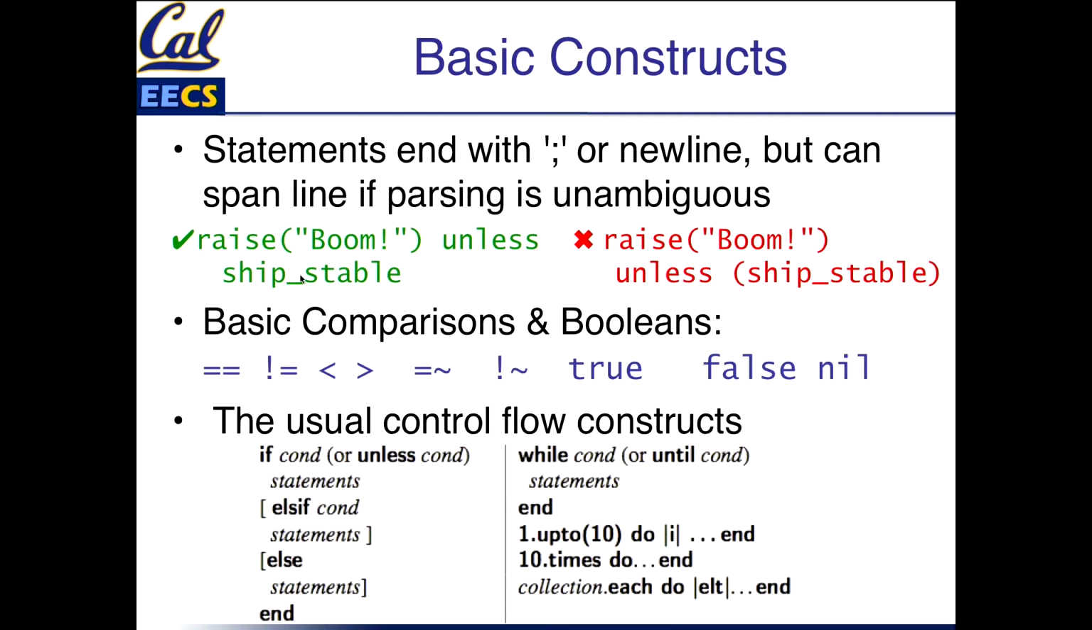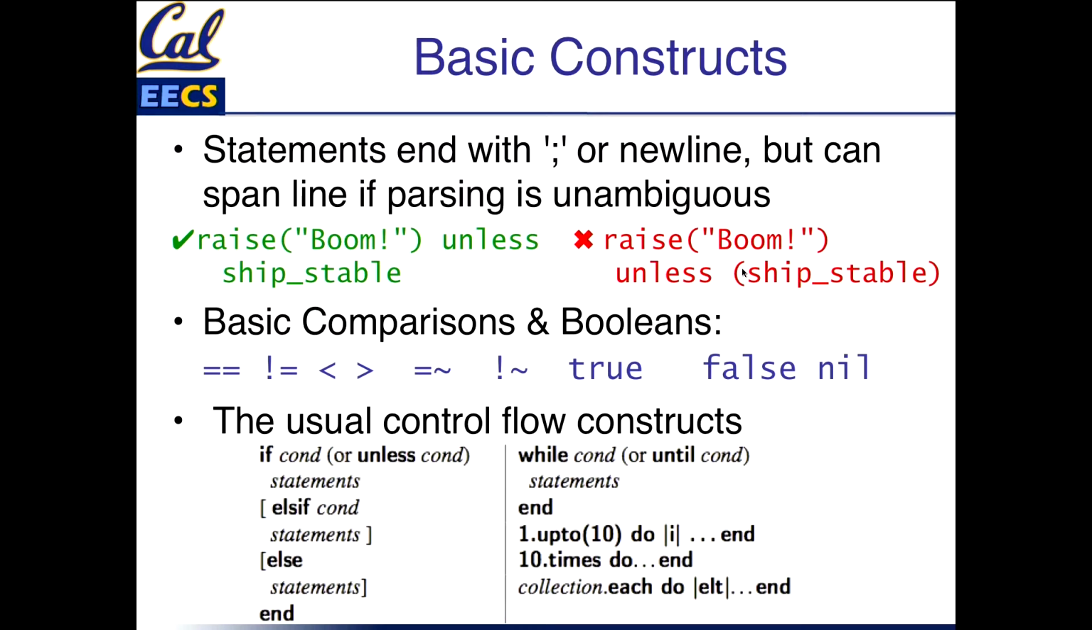But where I'm going with this is that in Ruby, even though semicolons can be used to end statements, you never see them. You put each statement on its own line because that's easier to read. It's less stuff per line. Now, does that mean that you can't break a statement across lines? Well, it means you have to be careful with the parser. Here are 2 examples of a statement, one of which will parse correctly, where the line break is after the word unless. I'm going to raise a boom exception unless the ship is stable.